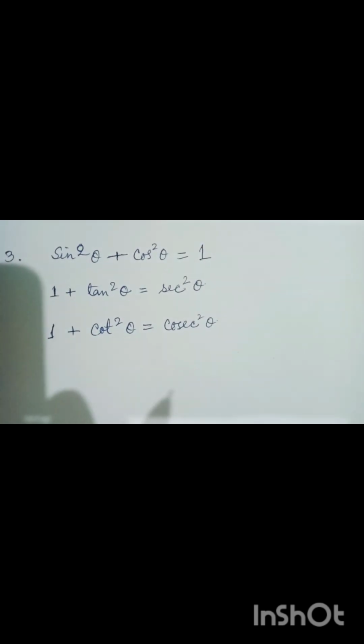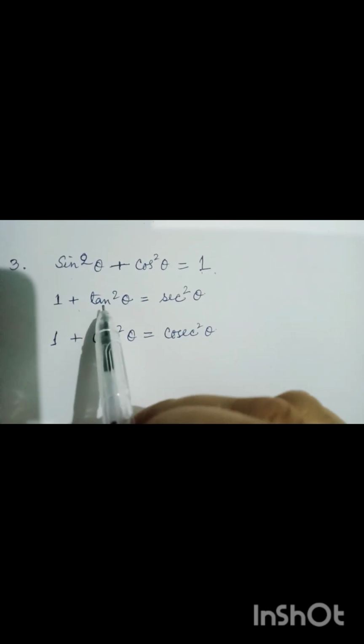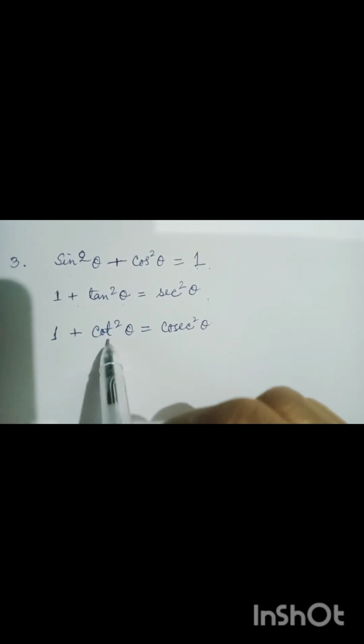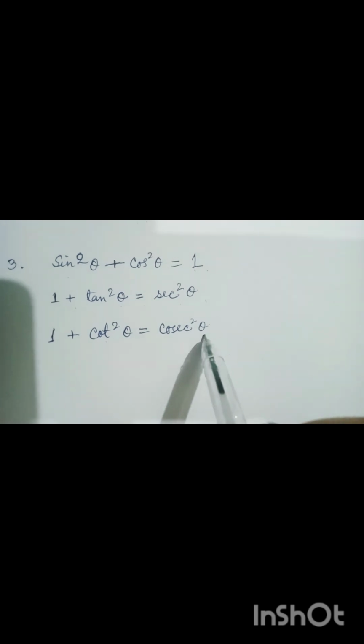Third fundamental trigonometric relations: if we square cosine and sine and add, we will get 1. So sine square theta plus cos square theta equals 1. 1 plus tan squared theta is equal to sec squared theta. 1 plus cot squared theta is equal to cosec squared theta. So these three are the fundamental trigonometric relations we will use in mathematics as well as in solving numerical problems in physics.